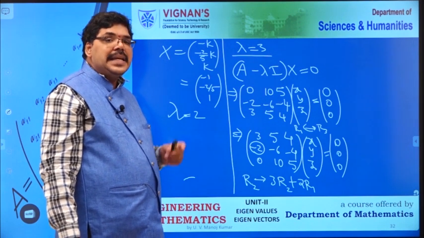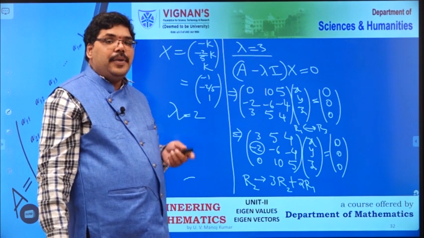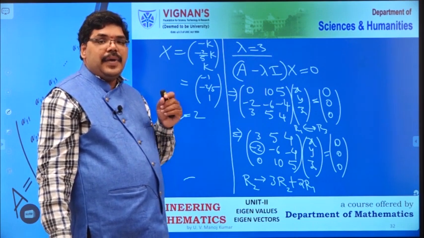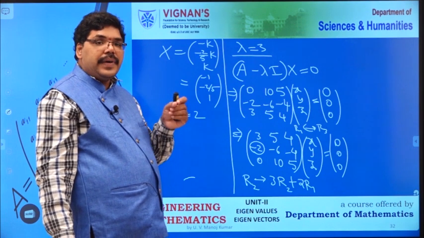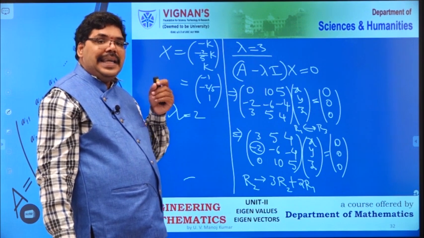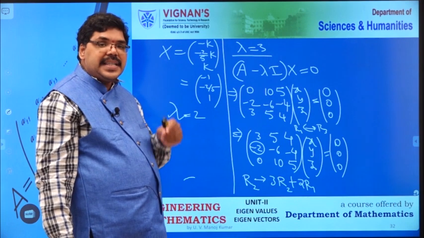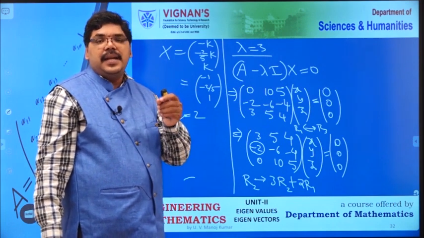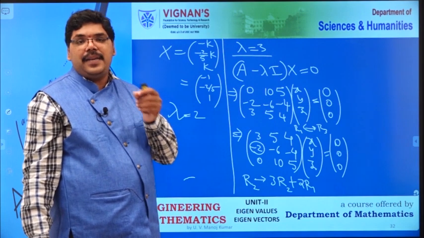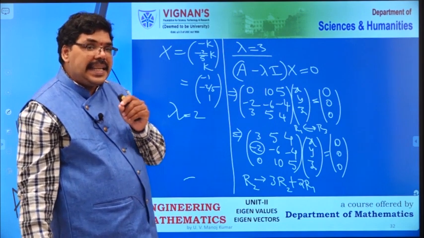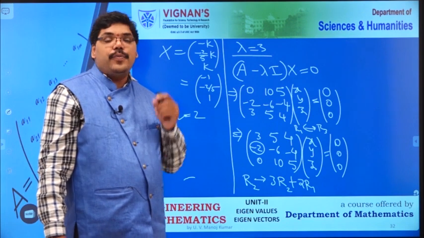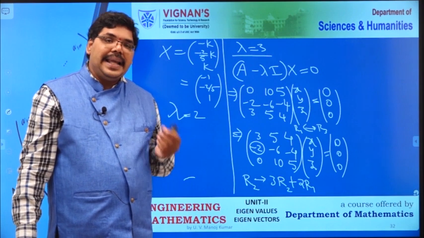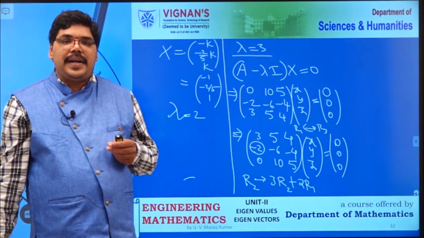Why is this happening? This is because the eigenvalue is repeated. So you should remember this. The number of eigenvalues is equal to n. What is n? The size of the square matrix. Given a square matrix of size n, you will have n eigenvalues, but not necessarily n eigenvectors. So when will you get n eigenvalues and also n eigenvectors?